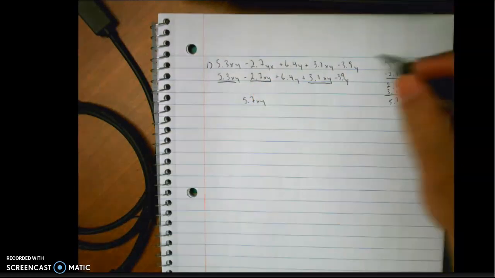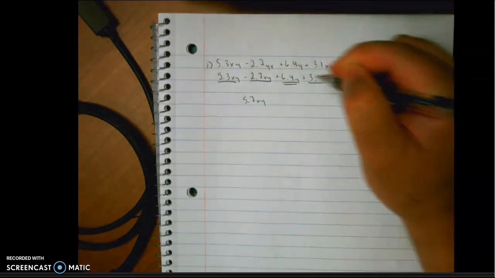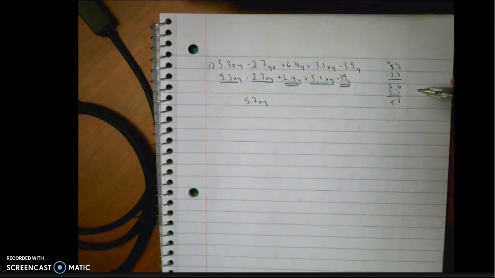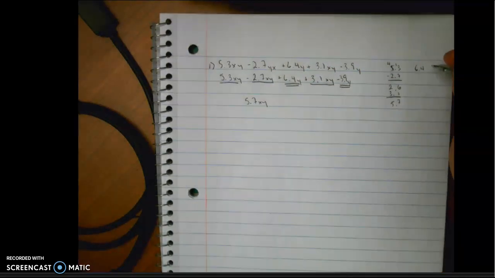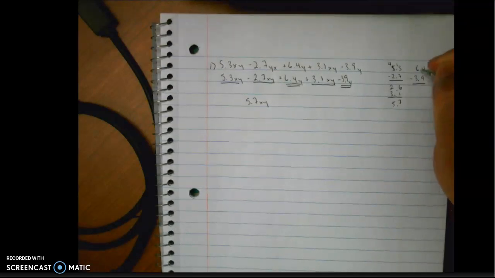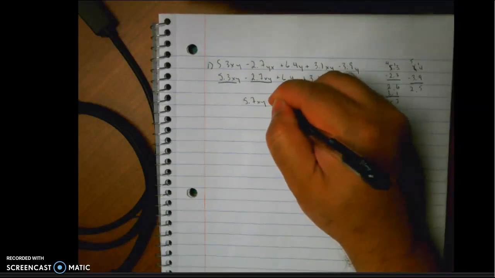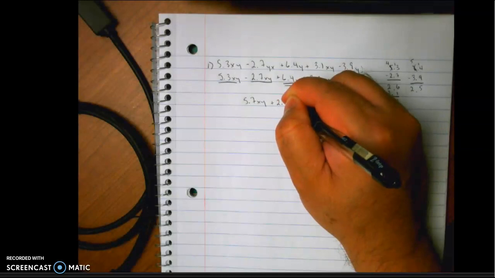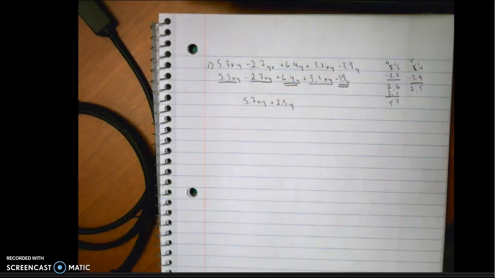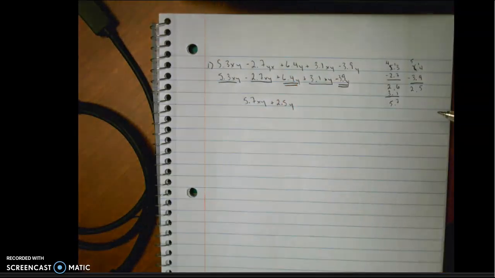Now, what else do I have? I'm going to double line these because these are like terms. I have y's. I have a 6.4 minus a 3.9. And I get a positive 2.5y. And so that is our answer.